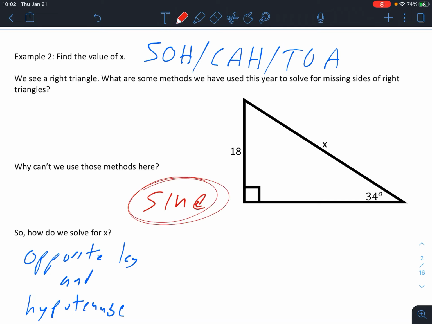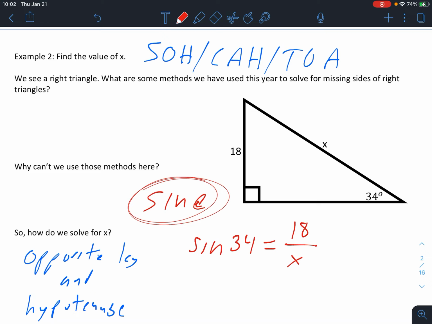The next thing you have to figure out is, how do I set up my equation? You always start by writing the function down that you're going to use. We're going to use sine, with the abbreviation SIN. What follows that is always the angle, which in this case is 34. What follows the angle is always an equal sign. Then on the right side of our equation, we set up a fraction: opposite over hypotenuse, adjacent over hypotenuse, or opposite over adjacent. In this case, opposite over hypotenuse. The opposite leg is 18, the hypotenuse is x, and there we have our equation.